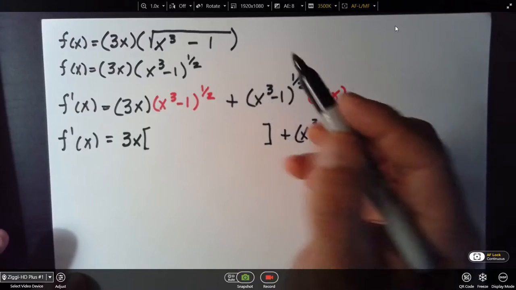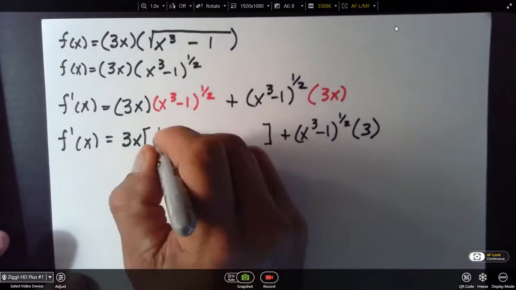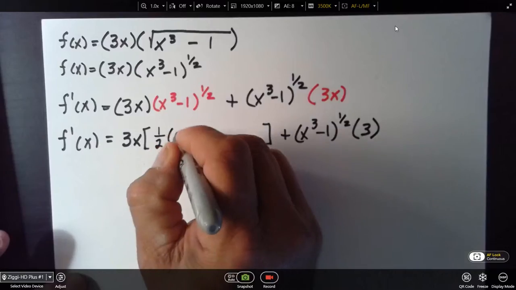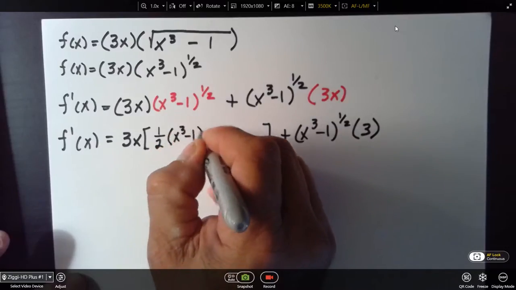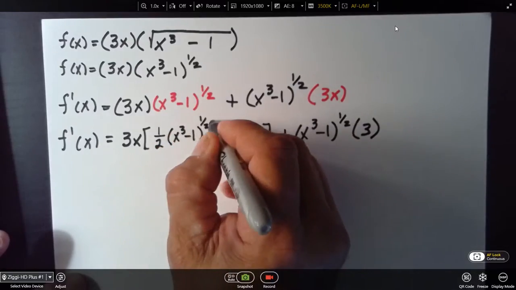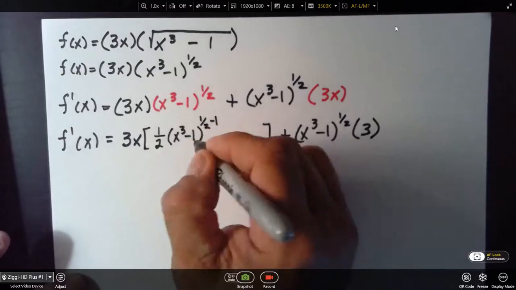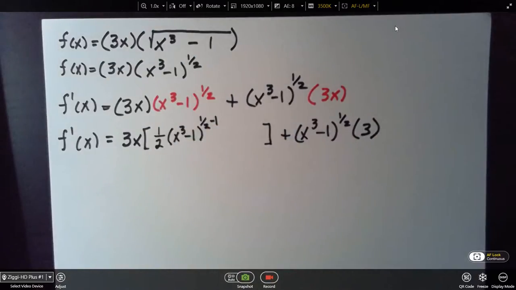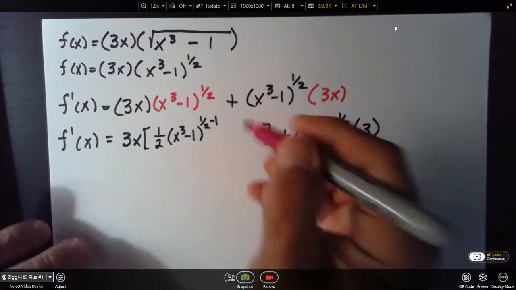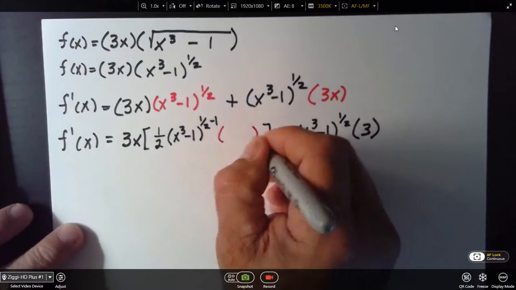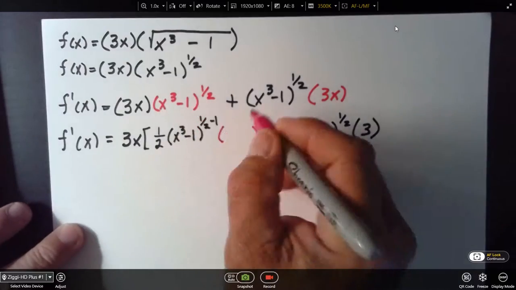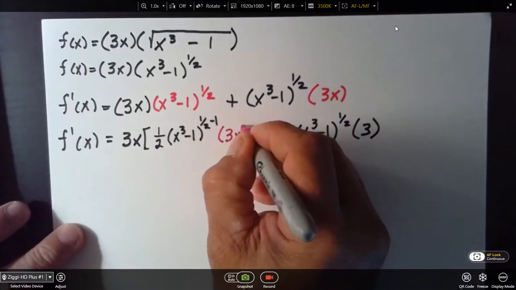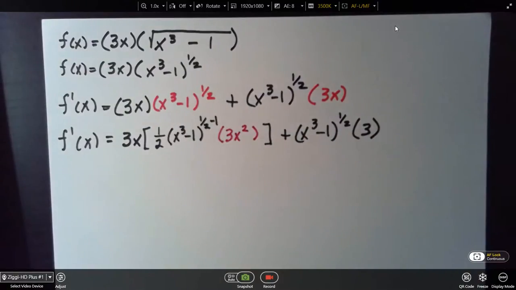So, I'm going to bring that 1/2 out front. Write down what's inside. 1/2 minus 1, which is the power. All that's the power rule. And then I'm going to take another color and I'm going to put the derivative of what's inside. The derivative of x to the third minus 1 is 3x squared. That's the derivative of what's inside the parentheses. So now the calculus is done. All you're going to do now is a bunch of algebra.